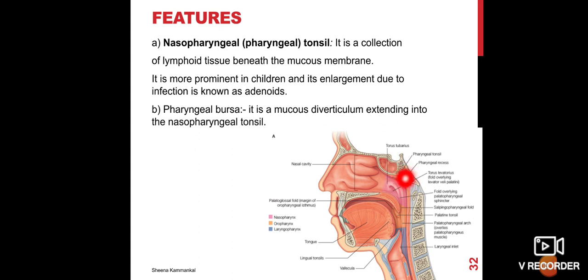And this pharyngeal tonsil is more prominent in children, which get enlarged due to infections, and this kind of infection is called adenoids. Another feature is pharyngeal bursa, which is nothing but a mucous diverticulum which is extending into the nasopharyngeal tonsil. So the pharyngeal tonsil, which is present at the roof of the nasopharynx, is covered by a mucous membrane, and the same mucous membrane is having a diverticulum which is called pharyngeal bursa.